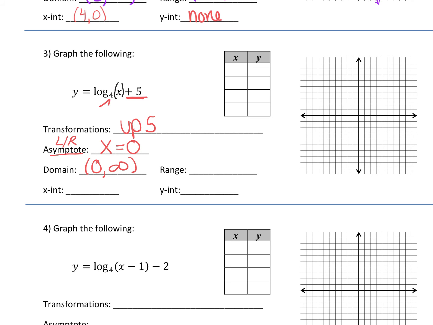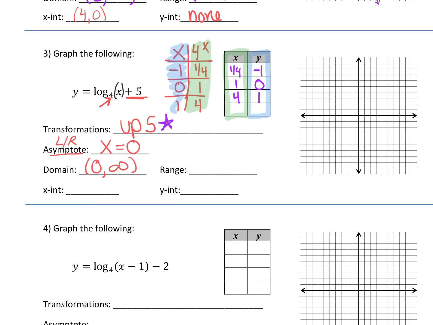For this equation, my base is 4, so I'm going to make a table with a base of 4. 4 to the negative 1 is 1/4, or 0.25. 4 to the 0 is 1. 4 to the first is 4. I'm going to put my x's in the y spot, and I'm going to put my y's in the x spot. So I'm going to have negative 1, 0, 1, 1/4, 1, 4. Now, remember when I'm plotting these, I'm also going to shift them all up 5.